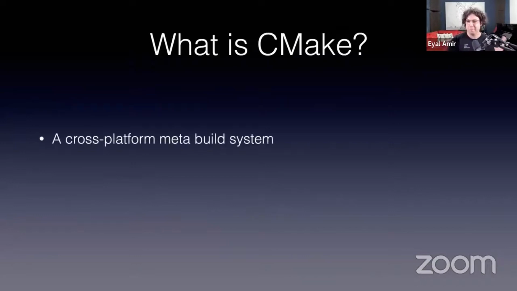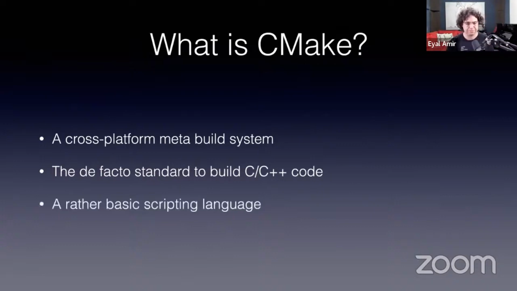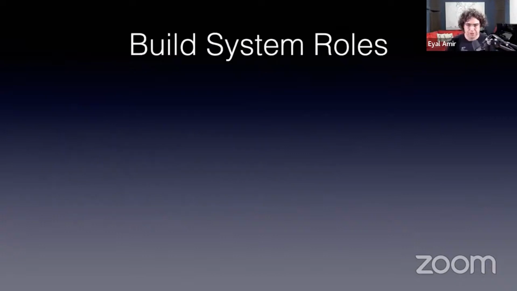I like all kinds of things that make your environment more solid, easier to reason about, or enable more features. Okay, so what is CMake? It's a cross-platform meta build system, and it's the de facto standard to build C and C++ code. If you get a random C or C++ library from GitHub, there's a very good chance it will already use CMake. And that's true in a lot of different fields. It's also a rather basic scripting language, so you can write some code in it, if statements, for loops, etc.